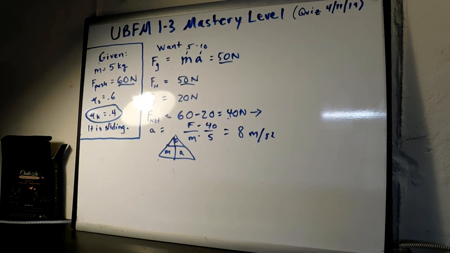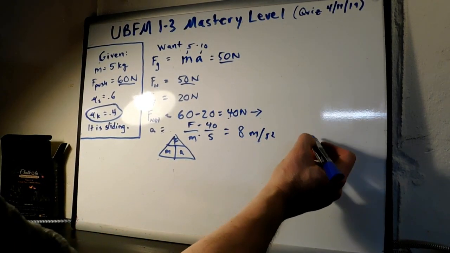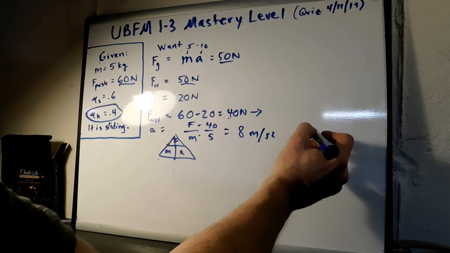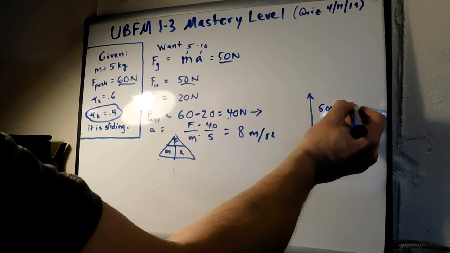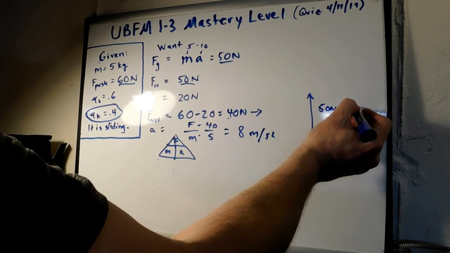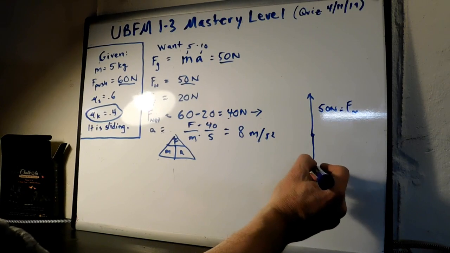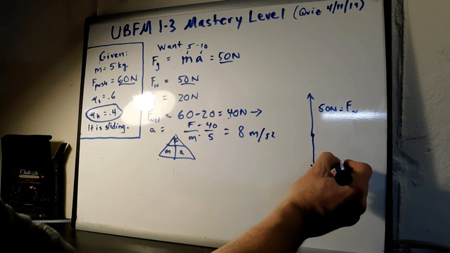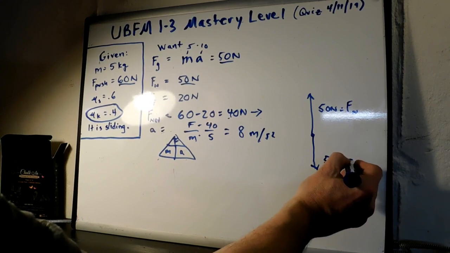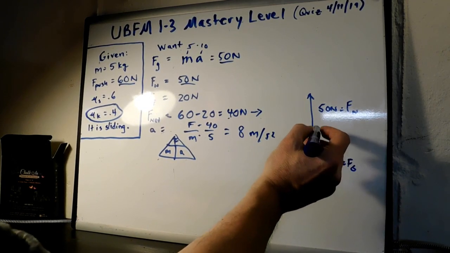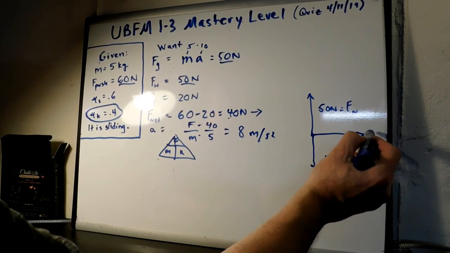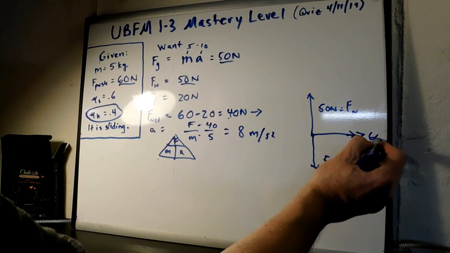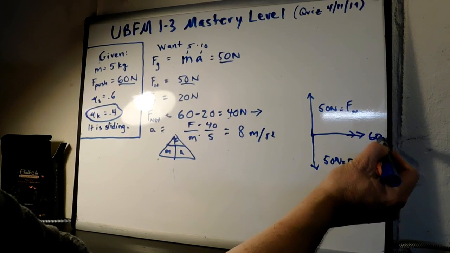I just noticed that I did not draw you guys a free body diagram. So here is the box. We've got 50 newtons up, and that's our normal force. 50 newtons down is the force of gravity. And we've got a force of a push. I'm going to make that a little longer so that it looks longer than 50 newtons. That's going to be 60 newtons.